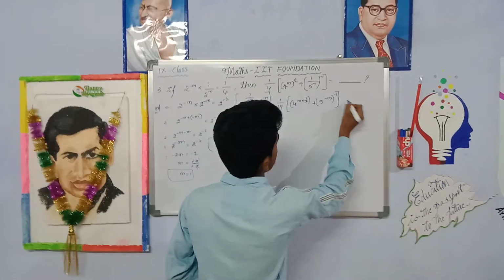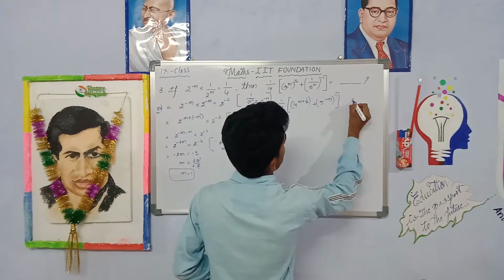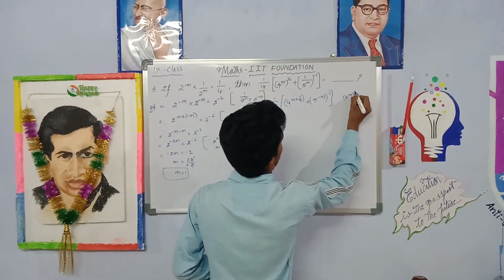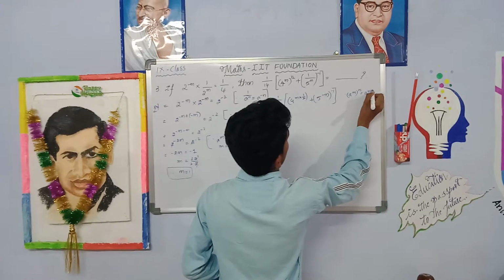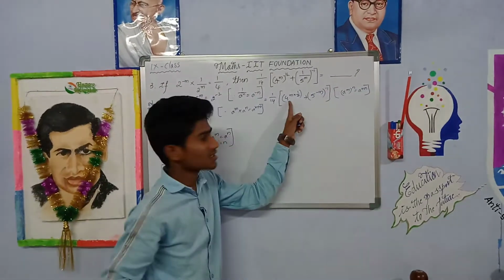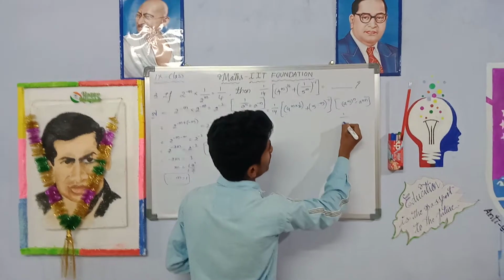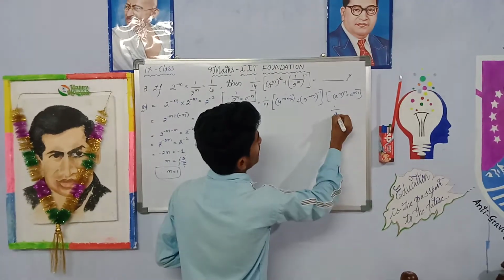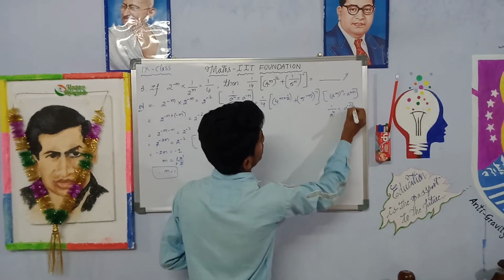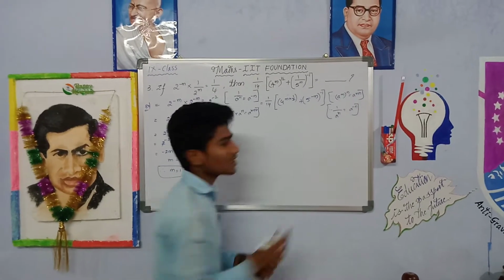Here we have used both laws: a power m whole power n is equal to a power mn, for this. Next, 1 by 5 power m is equal to 1 by a power n, which is equal to a power minus n. Yes or no?